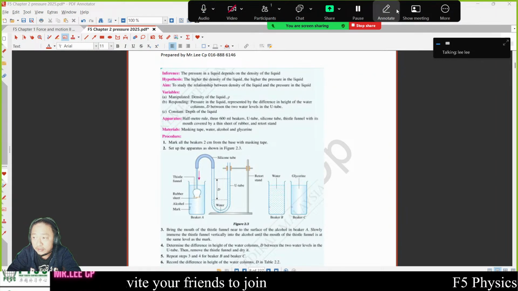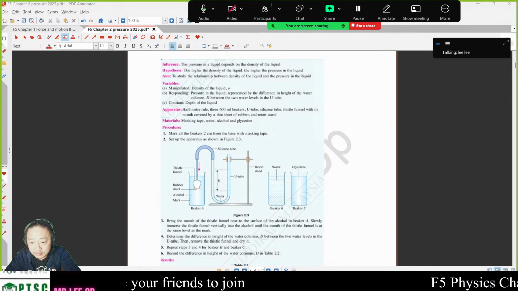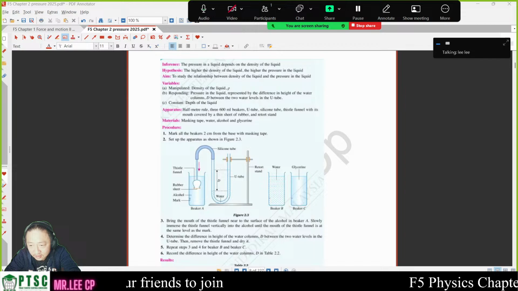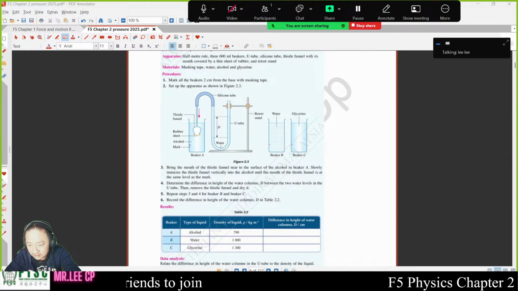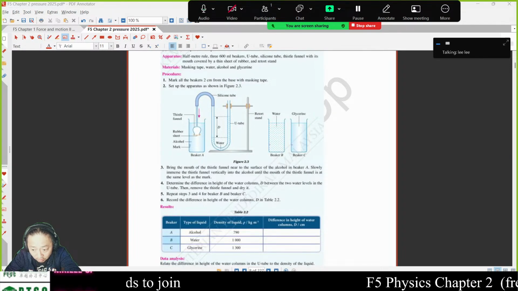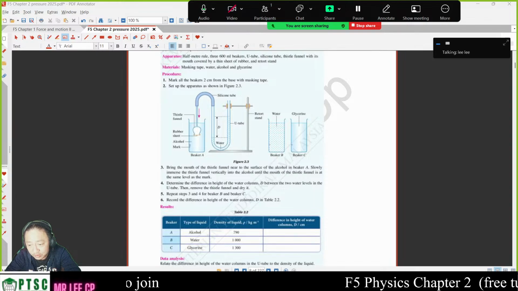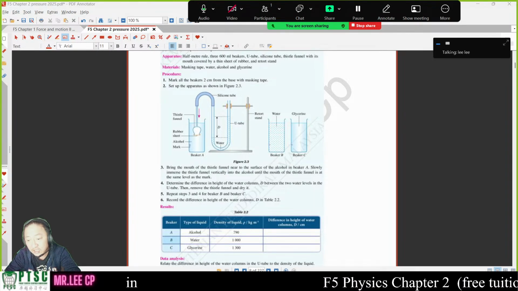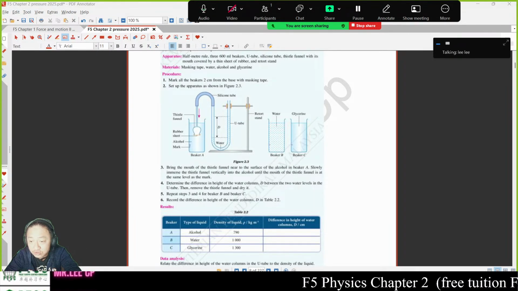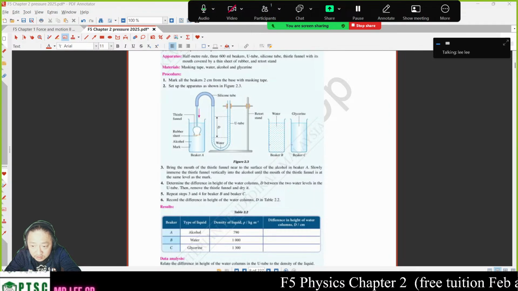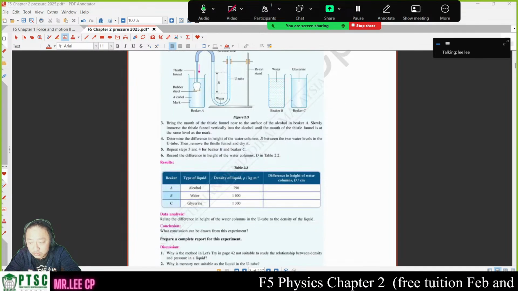Alright, so you do the same thing. You put in alcohol, for example 10 cm, you see what the density of the alcohol is, and then you see how much this differs. This difference is the pressure, right? So you do this, then you get the answer.